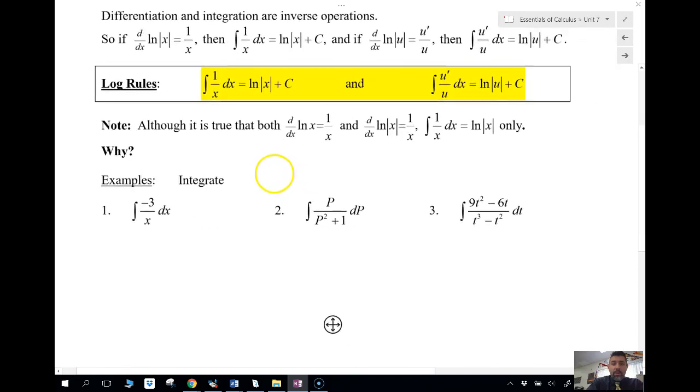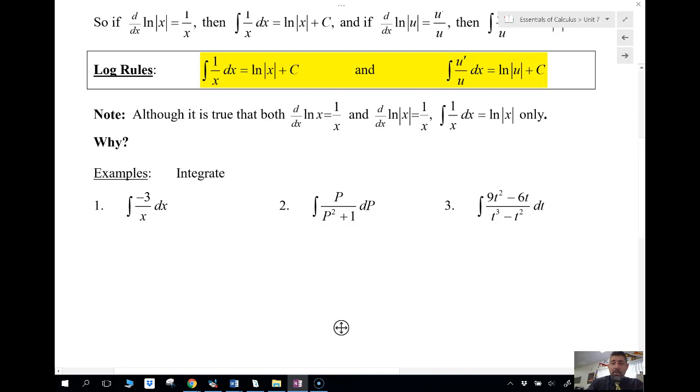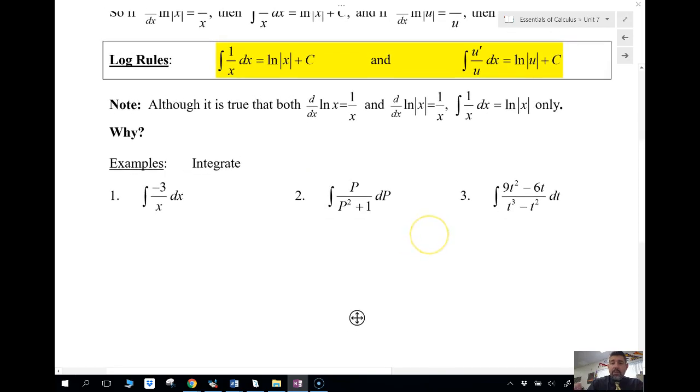Although it is true that both the derivative of ln x is 1 over x and ln of the absolute value of x is 1 over x, it's only because of the absolute value. Remember, x cannot be negative in ln x; it's not in the domain. That's why the integral of 1 over x is ln of the absolute value of x. You should not leave off that absolute value.